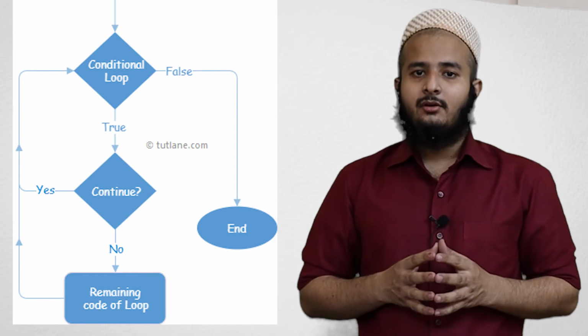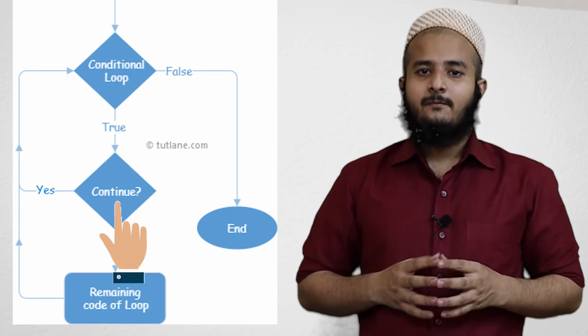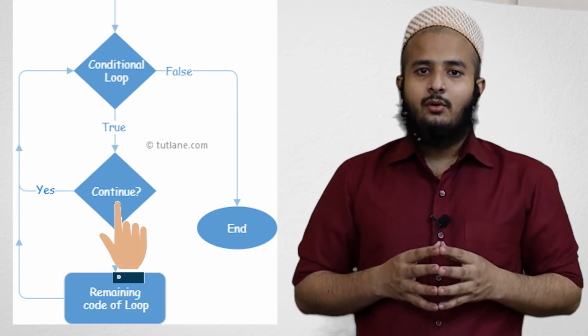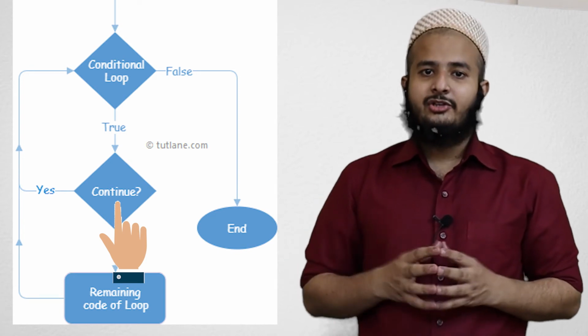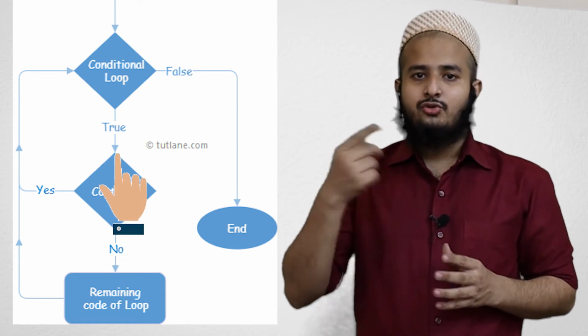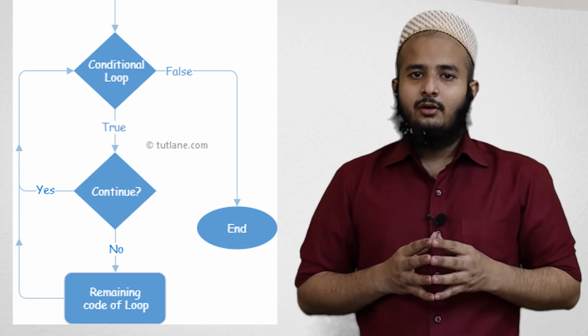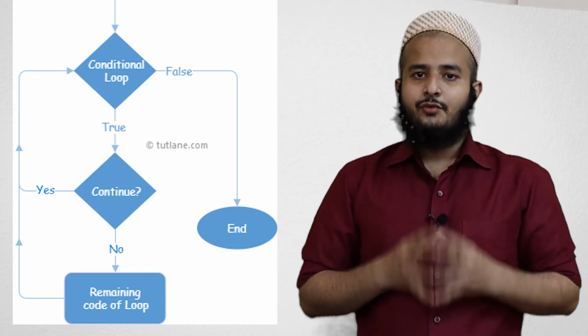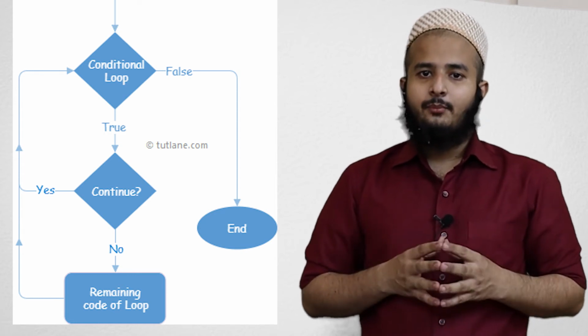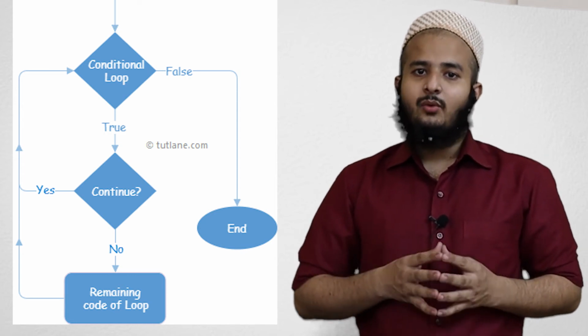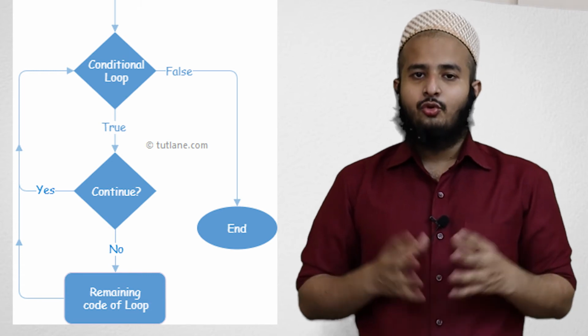Now we understand the continue keyword. The continue keyword will skip the current iteration of the loop and go to the next iteration. For example, if you are printing numbers from 1 to 50 and you want to skip the numbers which are even, then what should you do?